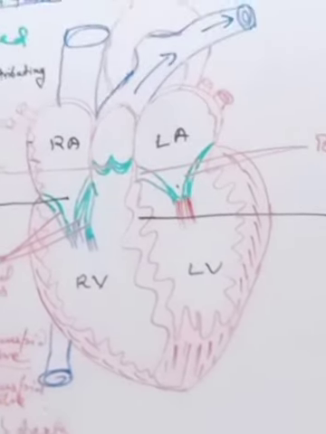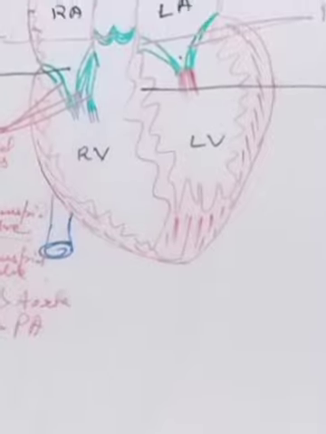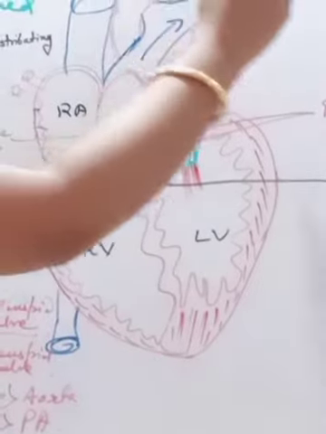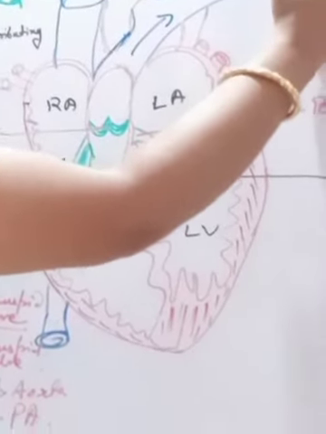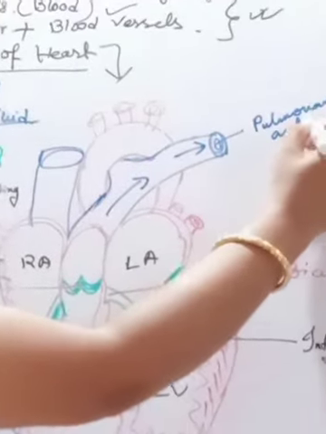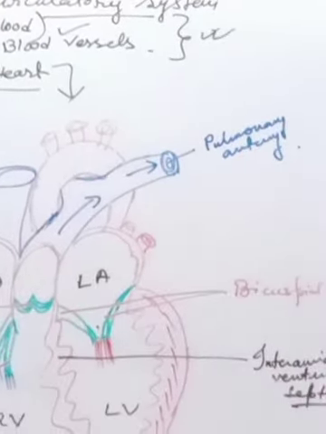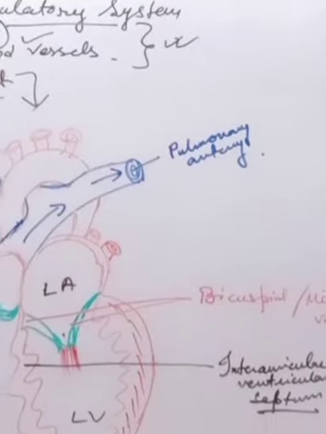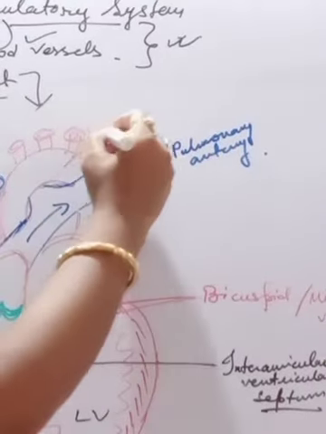Now I would like to mark the diagrams over here to let you know which one is my pulmonary artery. This one is my pulmonary artery, and in blue I have marked it because it is carrying deoxygenated blood, and this one is the aorta.